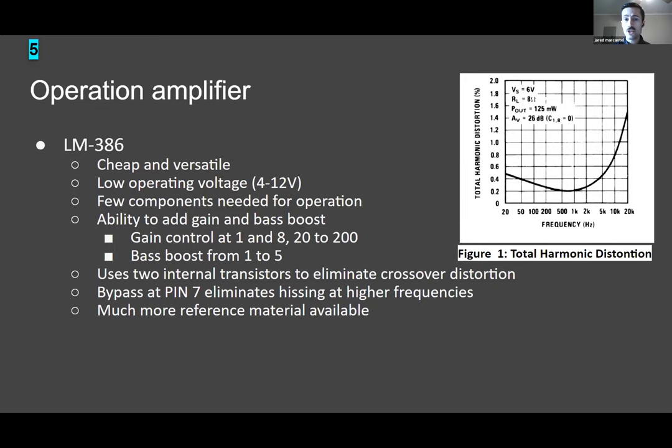We, however, didn't use this one because we do have a tone control before the amplifier, which took care of some of that bass quality, so we didn't use that. There's a bypass at pin 7, which we can use. And the amount of information on the LM386 was extensive, so we had a lot of stuff we could look at, a lot of other resources and information.